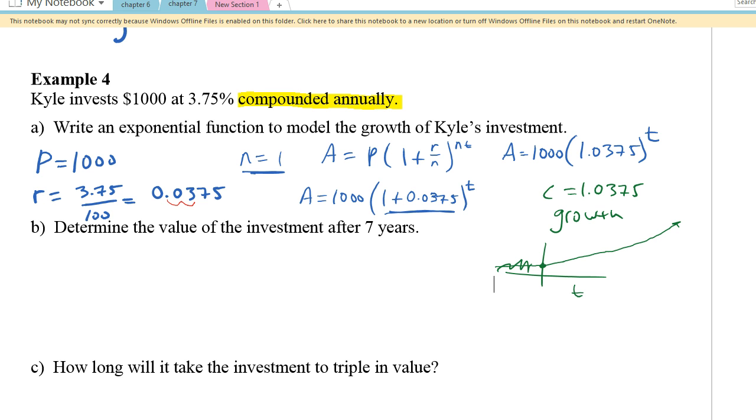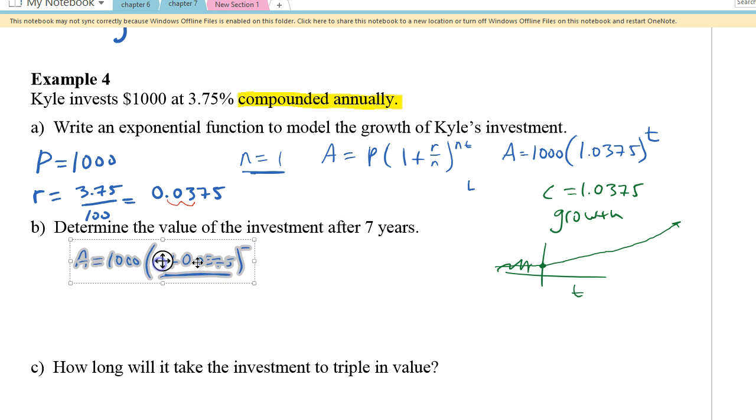Determine the value of the investment after 7 years. Okay, so let's take our function here and plug in t. t is equal to 7. So a is going to be equal to 1,000 multiplied by 1.0375 to the power of 7.